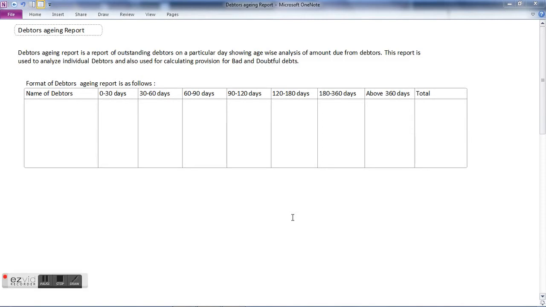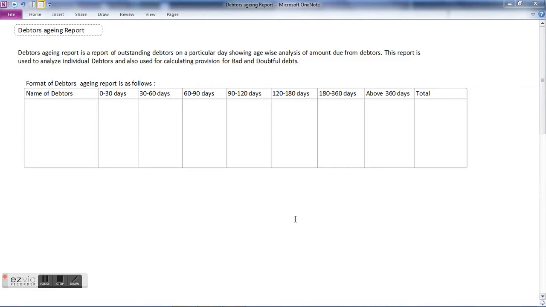Now this is a typical format of the aging report of the debtors. You have name of the debtors, and then age-wise breakup of the outstanding amount from the debtors, that is 0 to 30 days, 30 to 60 days, 60 to 90, 90 to 120, 120 to 180, 180 to 360, and above 360, and then the total amount due from the debtor. Now this is a standard format. You can make the changes as per your business requirements in the report.